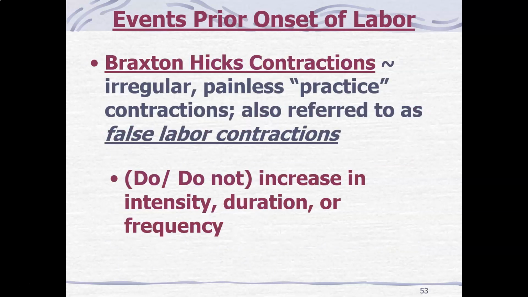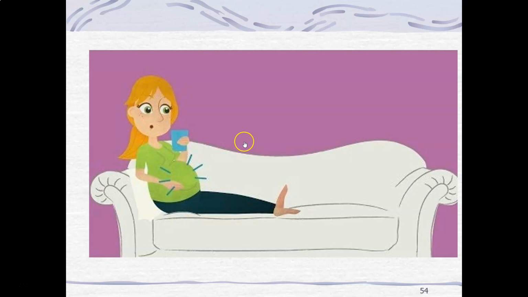And then we've got Braxton Hicks contractions. These are irregular, painless practice contractions. They're also referred to as false labor contractions. Do they or do they not increase in intensity, duration, and or frequency? Well, the fact is they do not. They don't increase in intensity, they don't increase in duration, and they don't increase in frequency. And that's one way to differentiate the contractions.